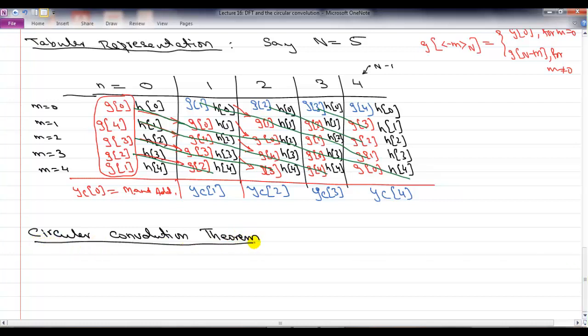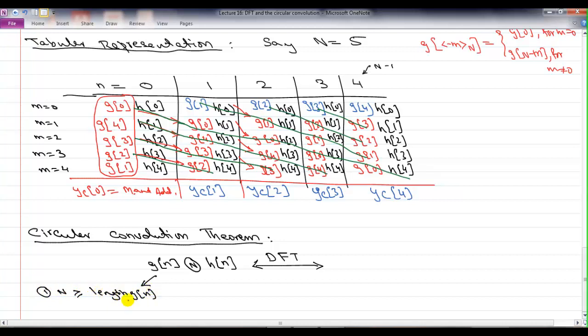Now let's move on to the circular convolution theorem in a formal manner. So what you are given is Gn and Hn, and if you circularly convolve them, the question is, what is the DFT of this circular convolution? Before that, let's ask ourselves what values of n we need to care about. The first assumption is that n is bigger than or equal to the length of my sequence Gn. Number two, n is bigger than or equal to the length of my sequence Hn.